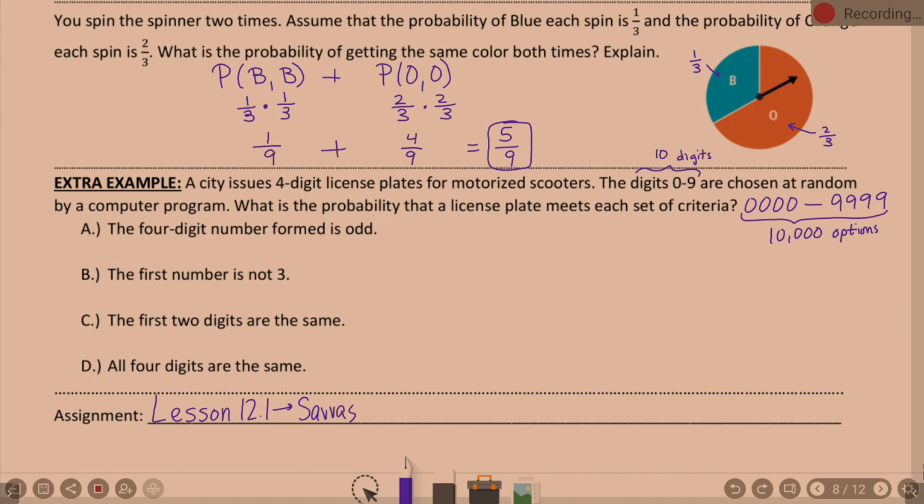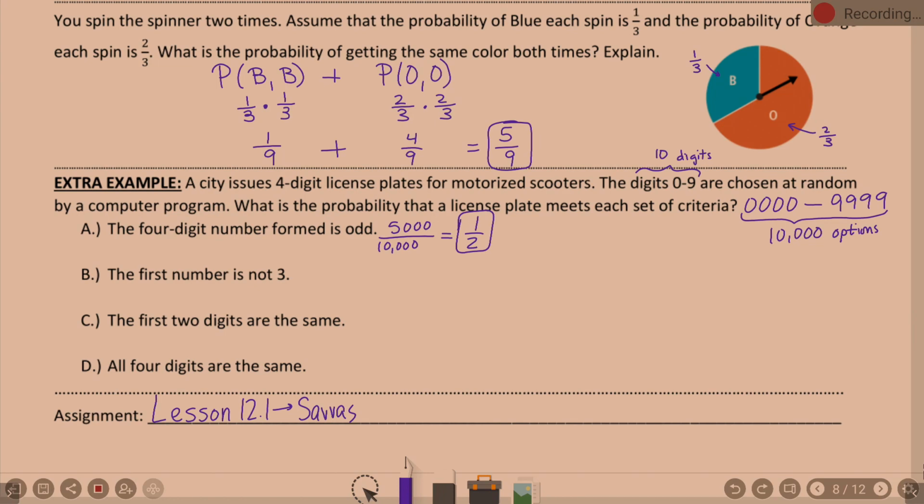Now, A is an easy question, if you let it be. The 4-digit number formed is odd. Is it that easy? Because here's the deal, guys. That last digit is a 50-50 chance, isn't it? The last digit could be even, or it could be odd. That's a 50-50 shot. So can you just say 1/2? Yeah. If you wanted to, you could say 5,000 out of 10,000. But easiest to say there is 1/2.